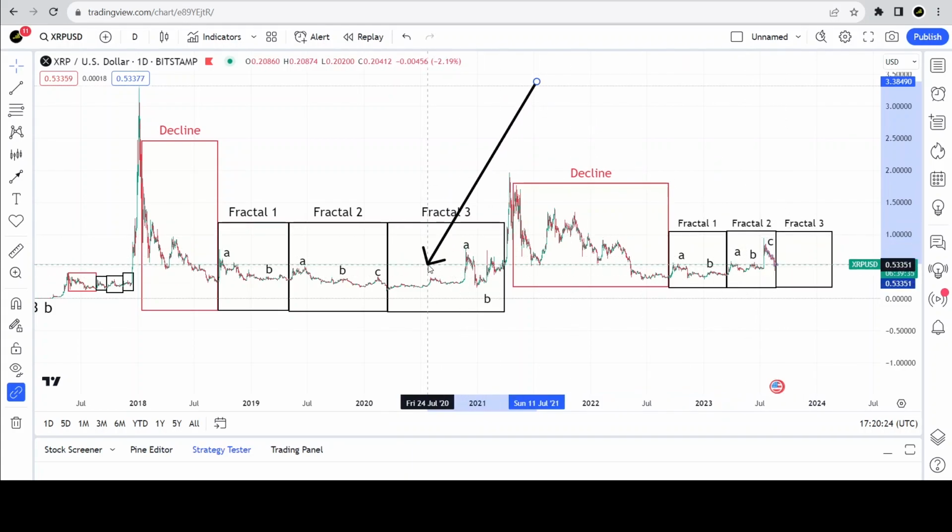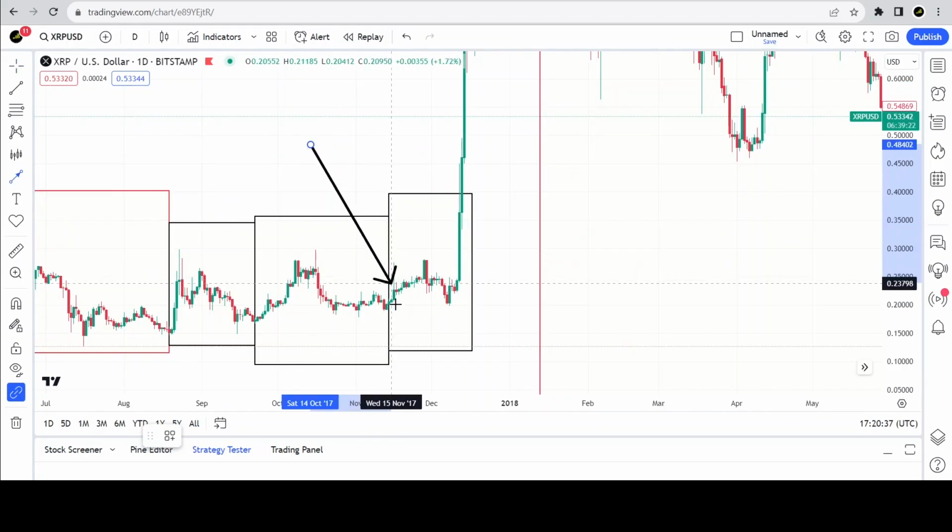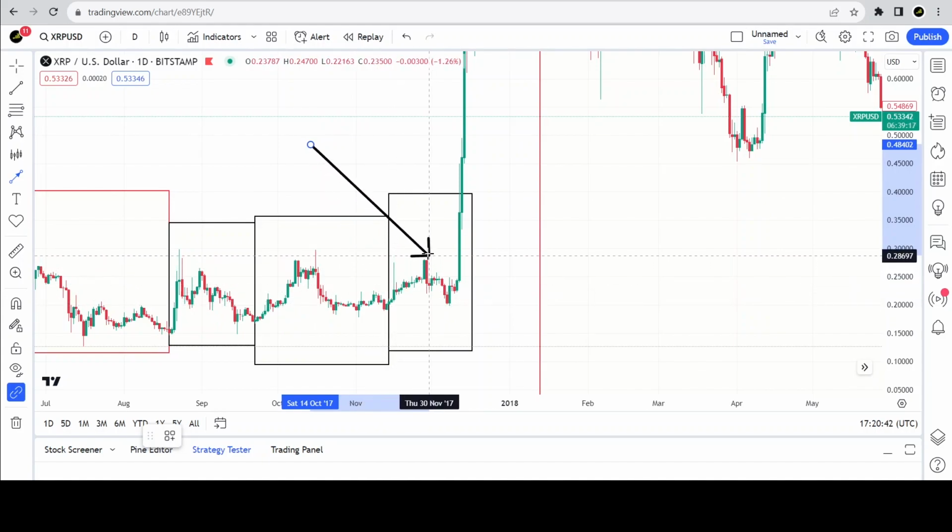However, if we go back, we can examine previous fractal 3 structures. Let's do that real quick. So in this one in 2017, it moves up right away, comes to a peak. This is on a very small time frame compared to what we are doing today.